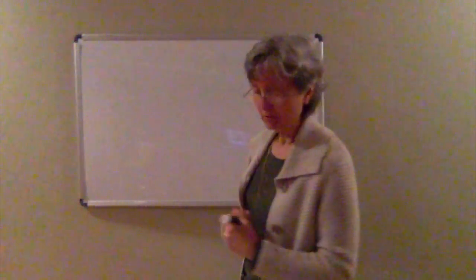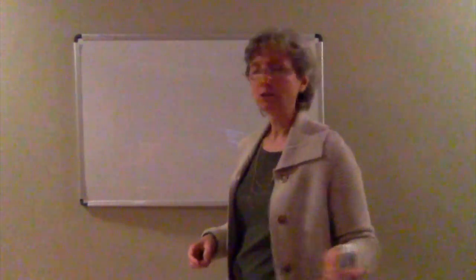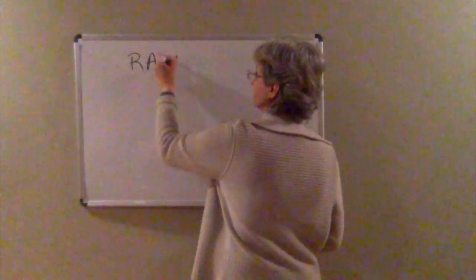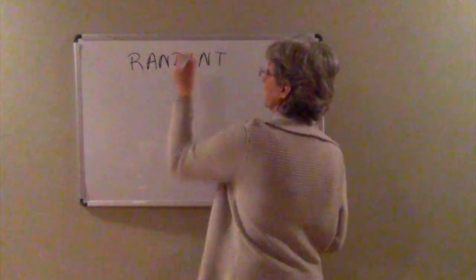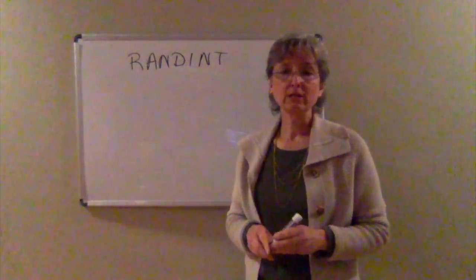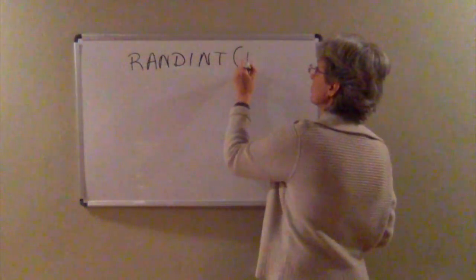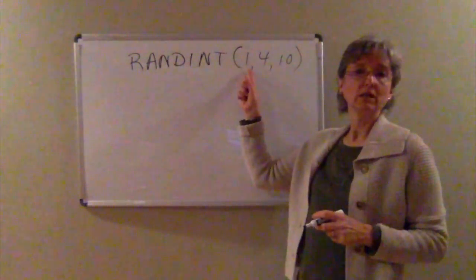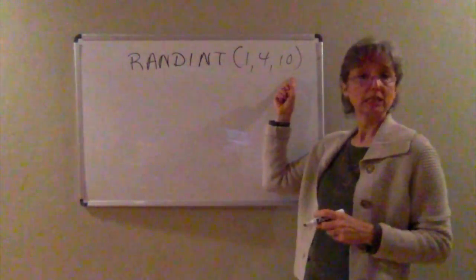So the first thing we need to do is generate some random numbers. Your textbook says that you can use random integers, generate random integers, and then it shows parentheses 1, 4, 10. And what this means is you're generating numbers 1 through 4, and you're doing that 10 times.